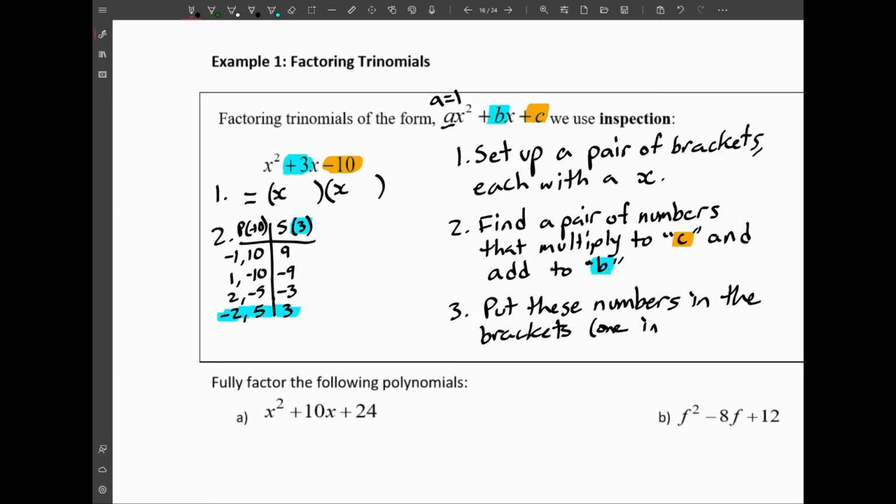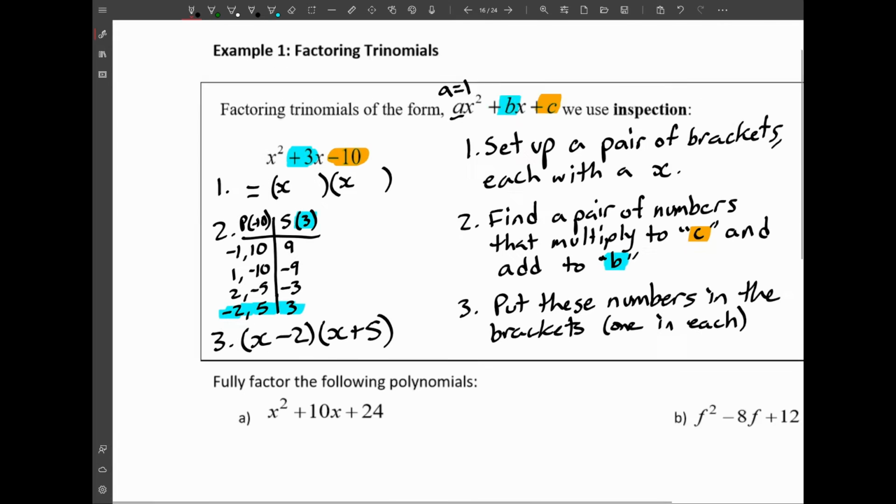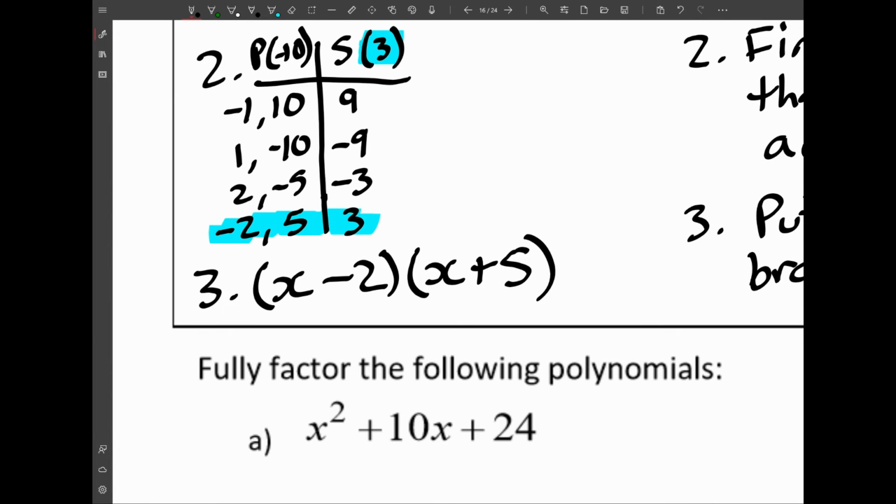1 in each. So make sure you keep the signs with them. For our final step, we're going to do x minus 2, x plus 5. So you can see the 2 numbers that we chose are put in there, 1 in each. And the order doesn't really matter. As I said, you could do x plus 5 times x minus 2. It's the same. It doesn't make a difference. And that's how you factor by inspection.